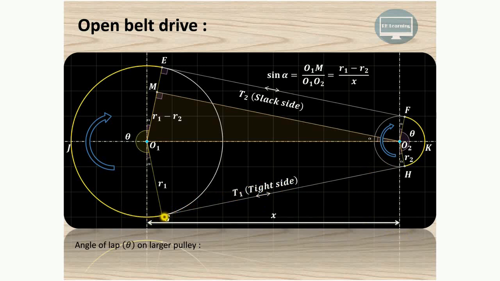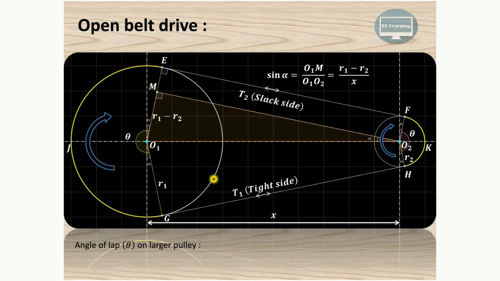So as you can see over here, this is G, J and E. This is known as the angle of lap on the larger pulley, whereas this E, K and H is known as the angle of lap or angle of contact on this smaller pulley. So this is the arc for which the belt remains in contact with the pulley.